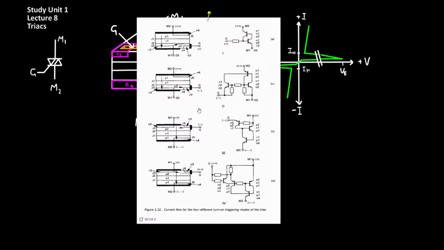Once again, borrowing from the text, the 4 modes are shown here, and the current in each mode is indicated on the diagrams. In mode 1, M2 is positively biased with reference to M1, and the current is flowing into the gate. In this mode, the triac behaves as a typical silicon controlled rectifier.